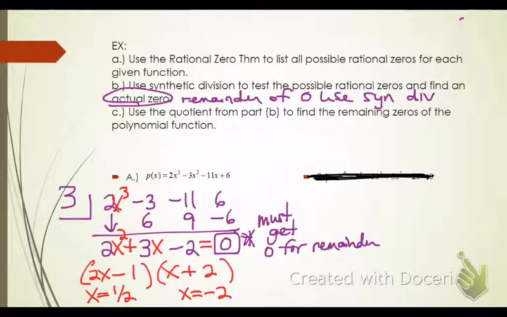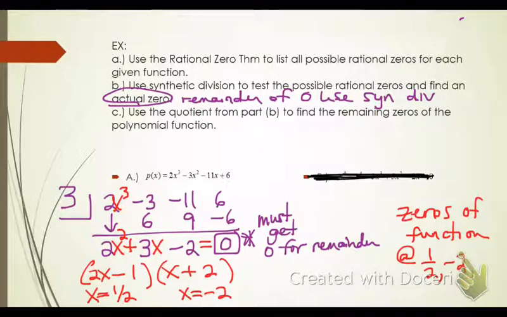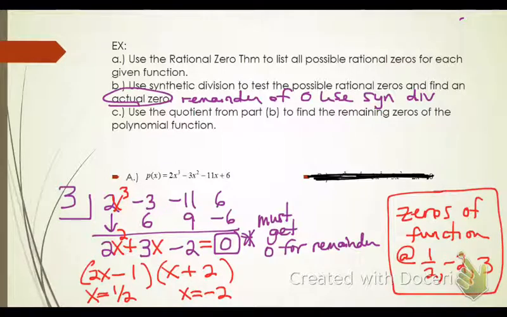which then allows us to answer Part C, which are the zeros of the function. So we have zeros at 1/2, -2, and then don't forget the one you put in the box, because you're trying to find the zeros of the cubic function, which would be 3.